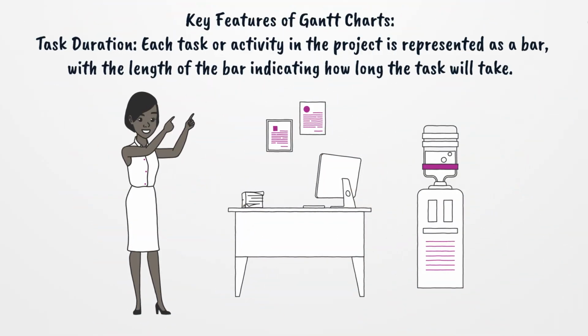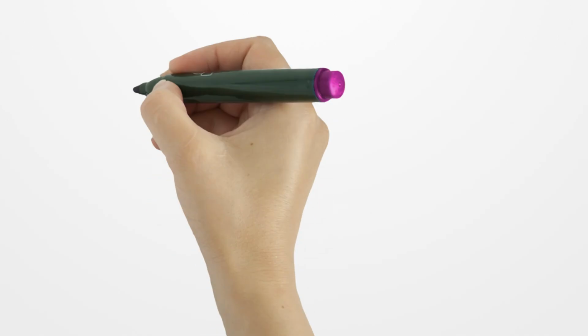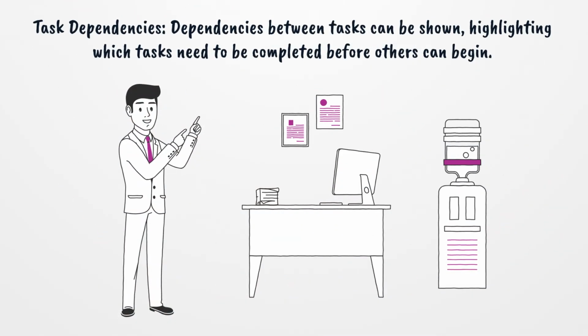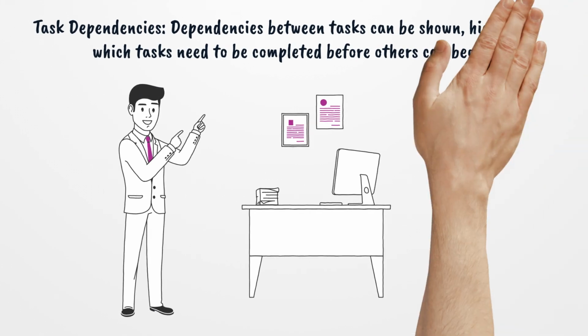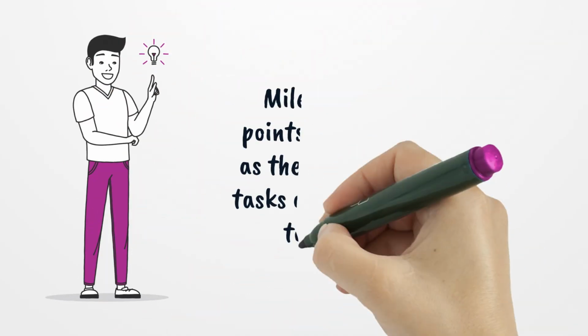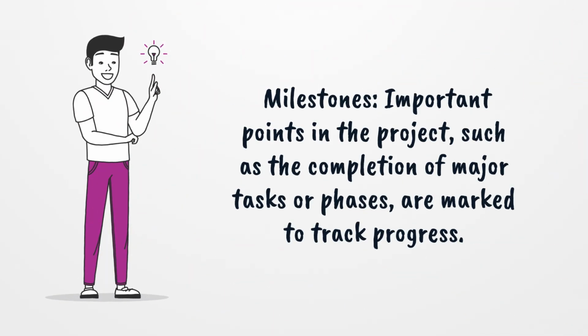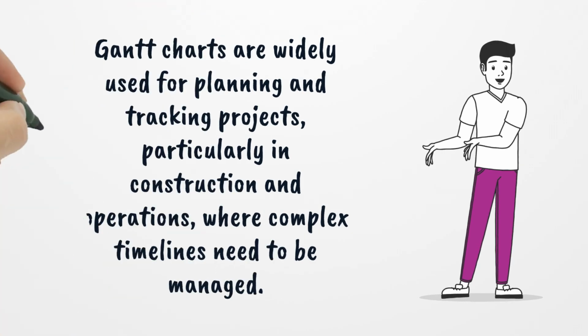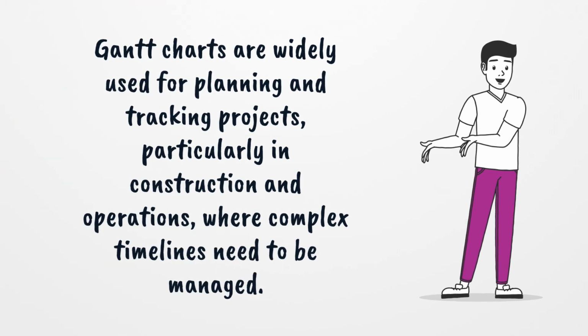Key features of Gantt charts. Task duration. Each task or activity in the project is represented as a bar, with the length of the bar indicating how long the task will take. Task dependencies. Dependencies between tasks can be shown, highlighting which tasks need to be completed before others can begin. Milestones, important points in the project, such as the completion of major tasks or phases, are marked to track progress. Gantt charts are widely used for planning and tracking projects, particularly in construction and operations, where complex timelines need to be managed.